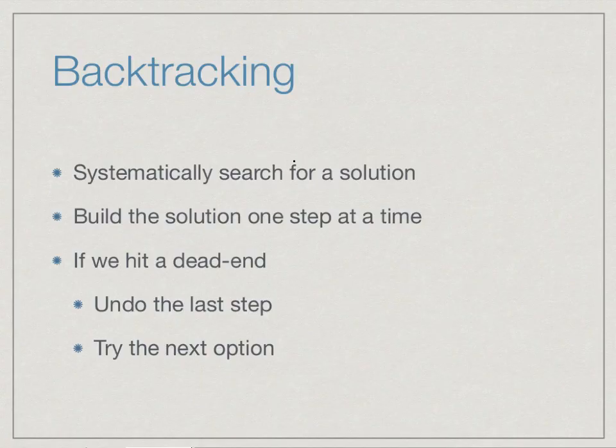For many problems, we have to search through a set of possibilities in order to find the solution. So there is no clear solution that we can directly reach. So we have to systematically search for it. So we keep building candidate solutions one step at a time. Now it might be that the solution that we are trying to get doesn't work. So we hit a dead end and then we undo the last step and try the next option.